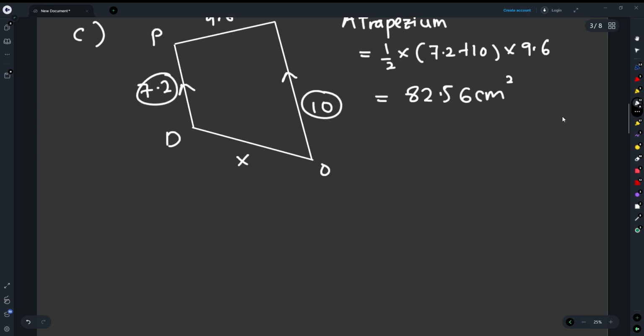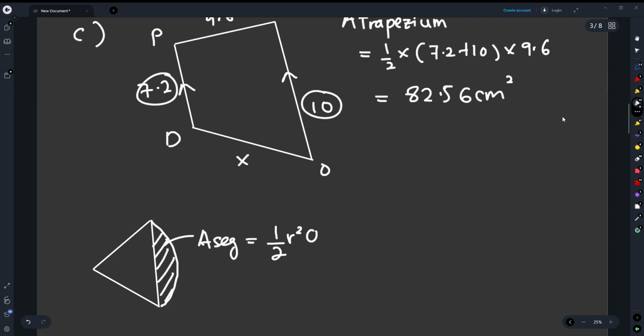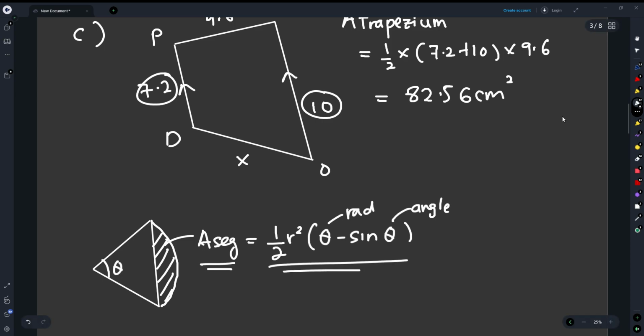Okay, for a segment, let me draw a segment for you. A segment is very simple. Anything that looks like this is a segment. Please take note, anything that looks like this is a segment. So a typical segment will look like this. In order to find the area of the segment, the formula is 1 over 2 r square bracket theta minus sine theta. The theta is actually coming from the center here, and here must be in radian and here must be in angle. Okay, this is what you have to understand. For any area of segment, any question, you can actually use this formula. Very friendly formula, can save a lot of time.